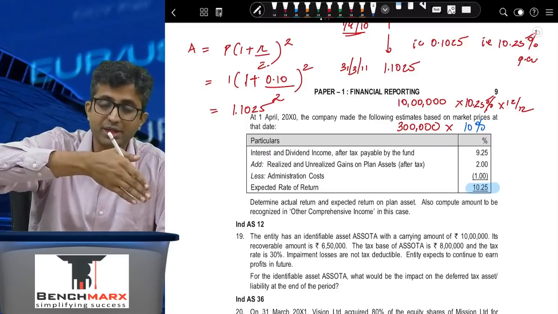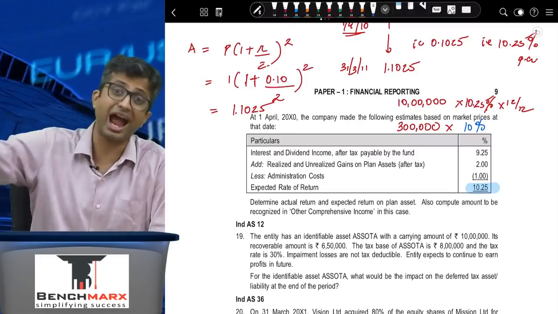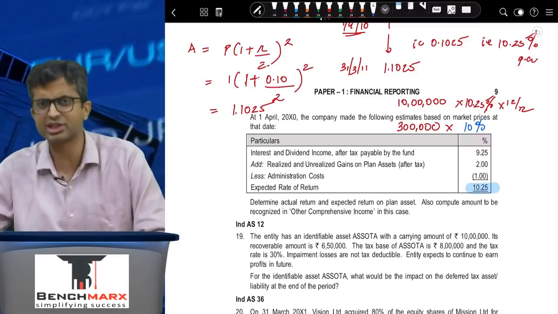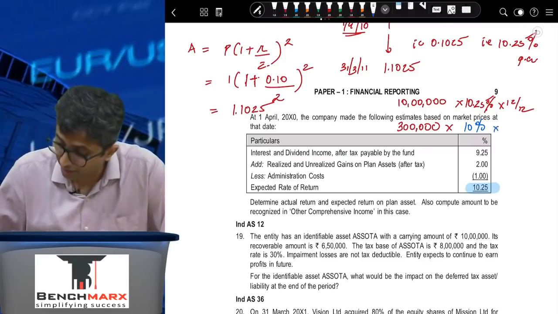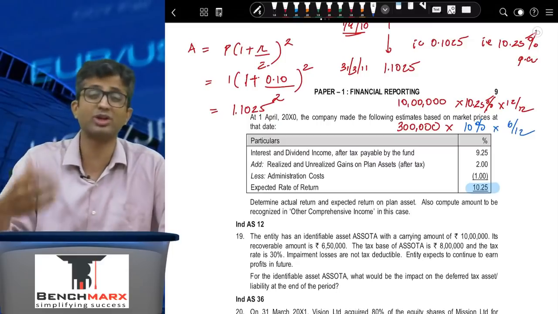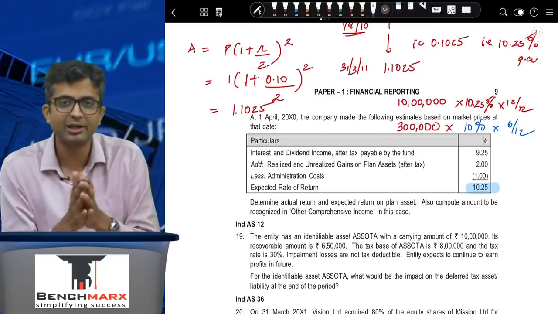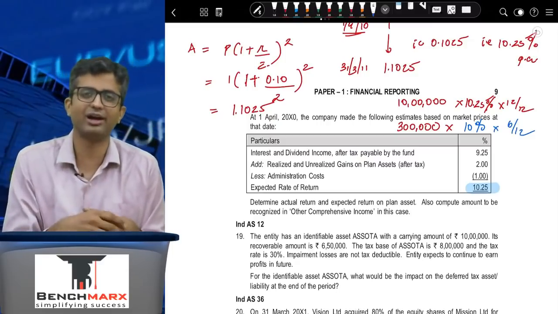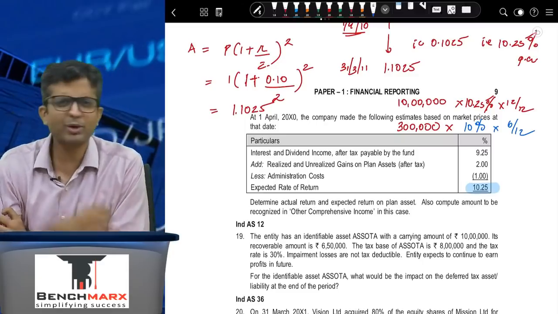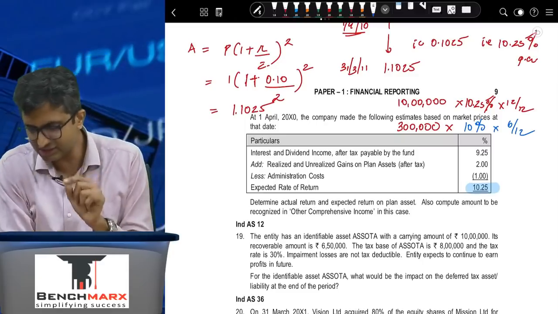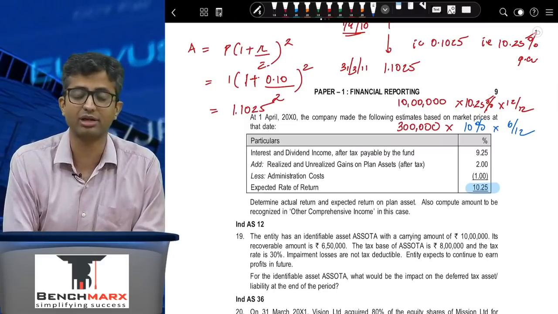10 lakhs invested at the beginning, the 6 months' interest came and got added to the principal for another 6 months, and then effectively 10.25%. In this case, there is no compounding, and as a result, this is going to be at the rate of 10%. It's a little harsh on you, I would say, to test in Index 19 such a mathematical concept. But what is there is there. So this is the reason why they have taken the expected return at 10%.